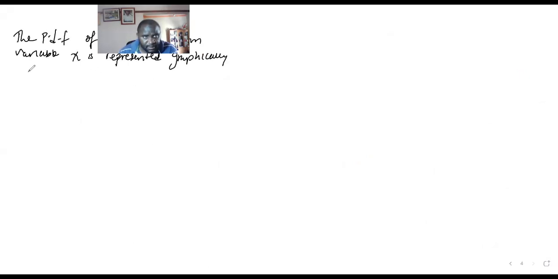The next question says, the PDF of a continuous random variable x is represented graphically as shown. It's a very interesting graph.